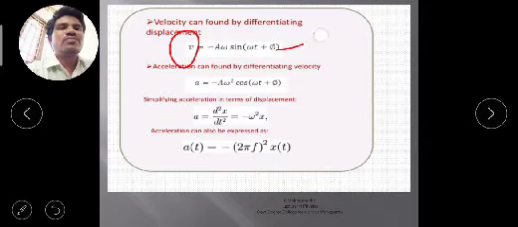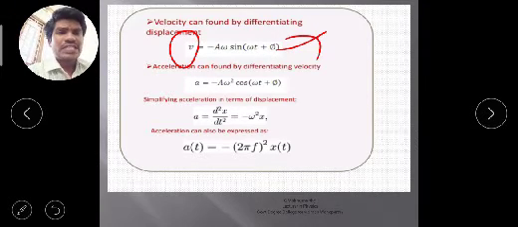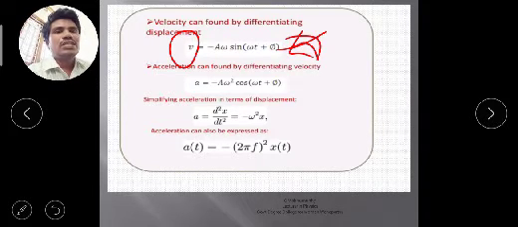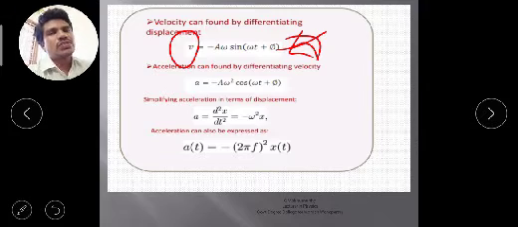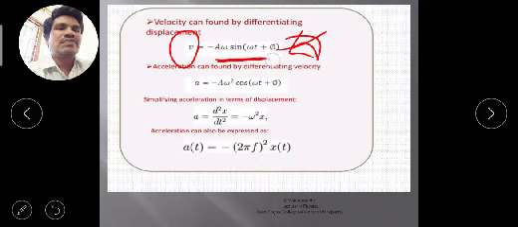From this equation we get another definition, that is acceleration. Acceleration can be found by differentiating the above velocity equation. So v is equal to dx by dt, and differentiating again with respect to t gives d²x/dt². We know that d²x/dt² is the acceleration a. Differentiating this equation with respect to t, we get minus a omega square cos of omega t plus phi.